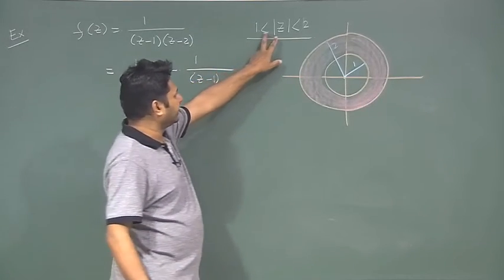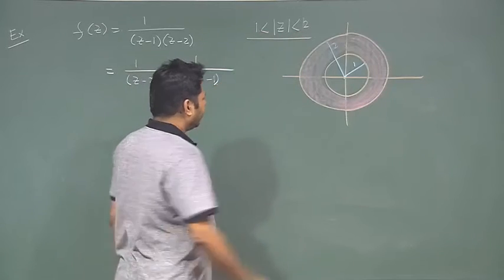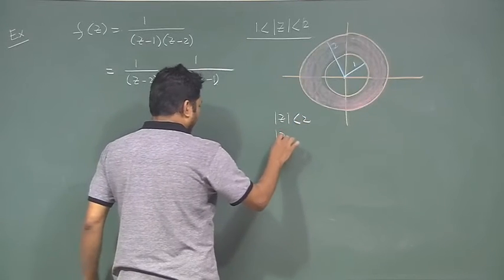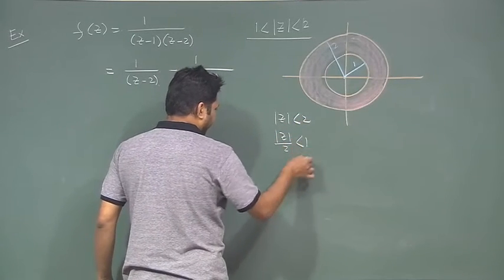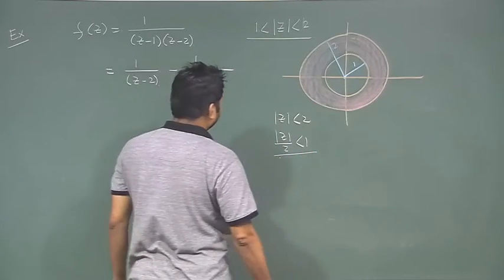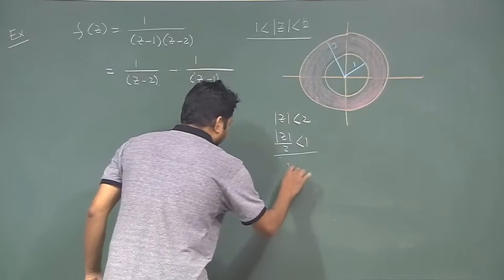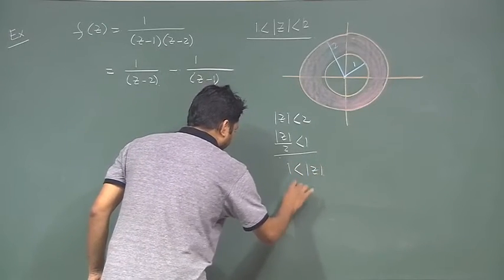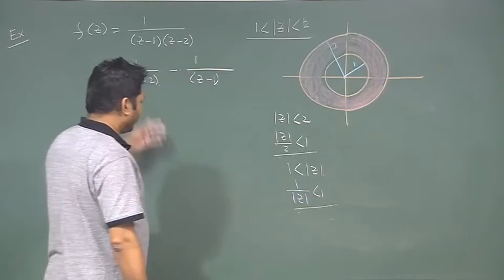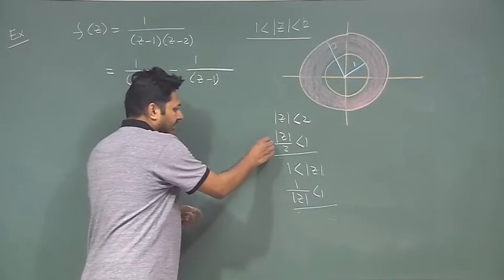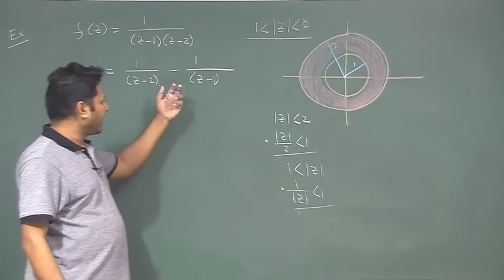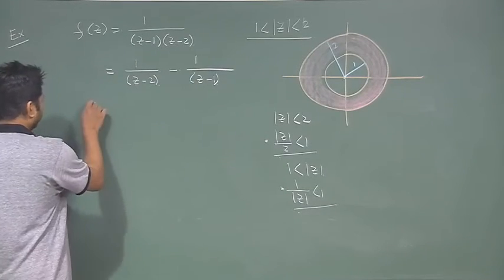Here, in the first case, mod of z is less than 2, that means mod of z divided by 2 should be less than 1. That is one thing in my hand. And the second thing is 1 is less than mod of z, that means 1 divided by mod of z is less than 1. That is the second thing in my hand. So, I need to take care of these two conditions, so that I can expand this particular function in the proper form.